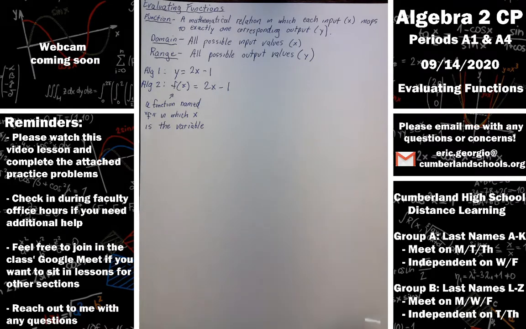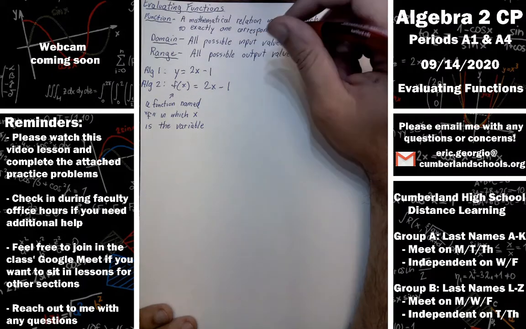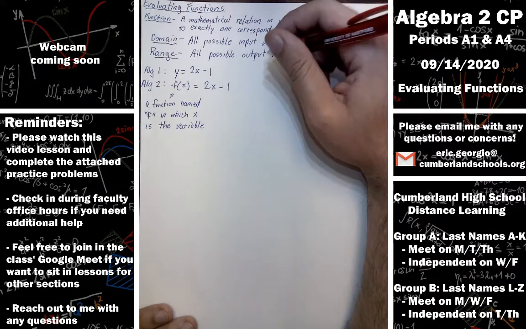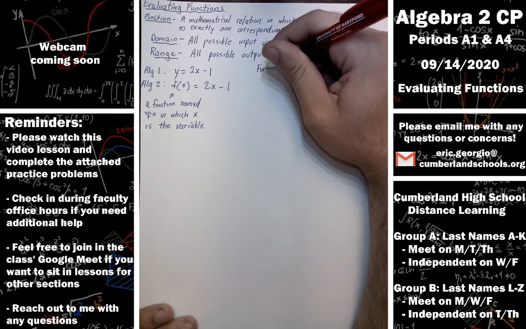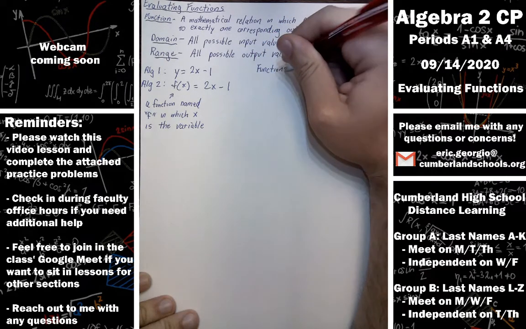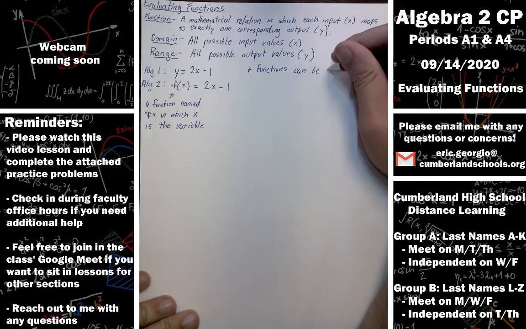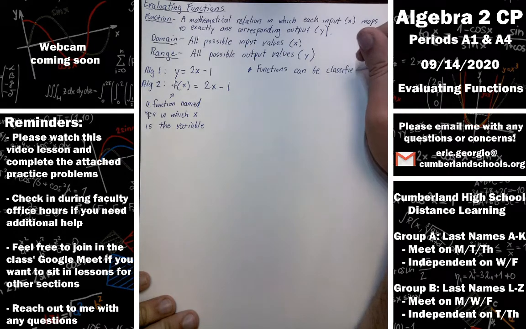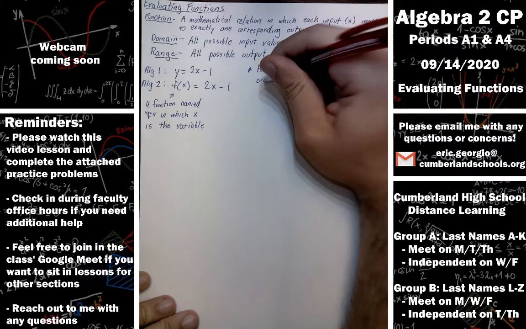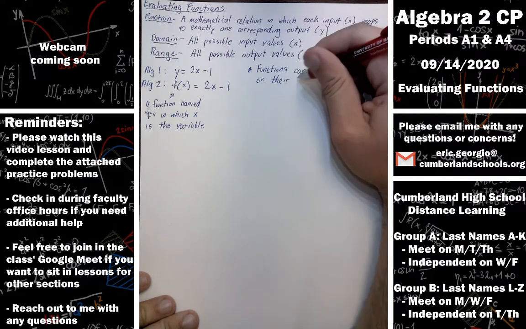All right? One other piece of vocabulary quickly before we jump into it is that functions can be categorized based on their degree. So functions, it's a little note here, can be classified or categorized, however you want to do it, based on their degree.